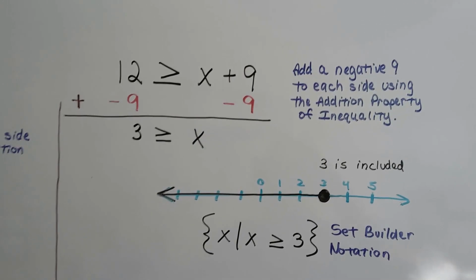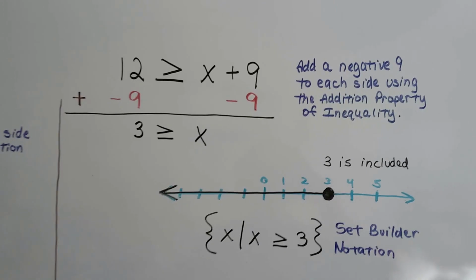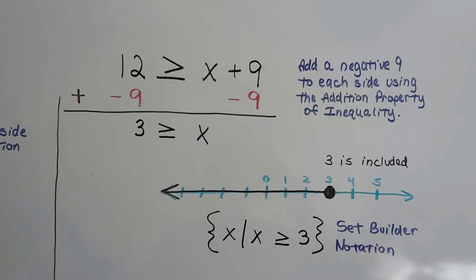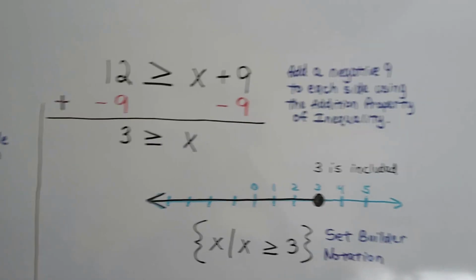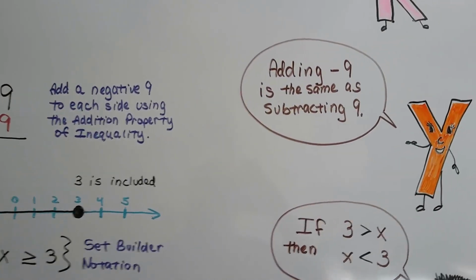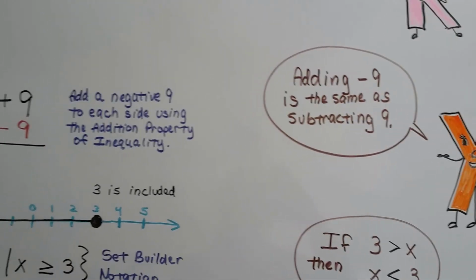Now, we can also add a negative. If we have 12 is greater than or equal to x plus 9, we can add a negative 9 to each side using that addition property of inequality. And it's the same thing as subtracting 9. Adding a negative 9 is the same as subtracting 9, okay?